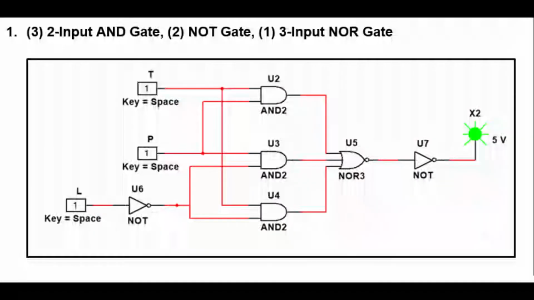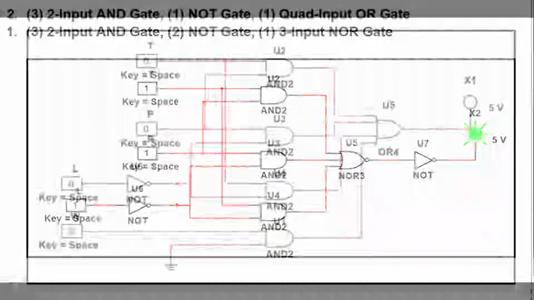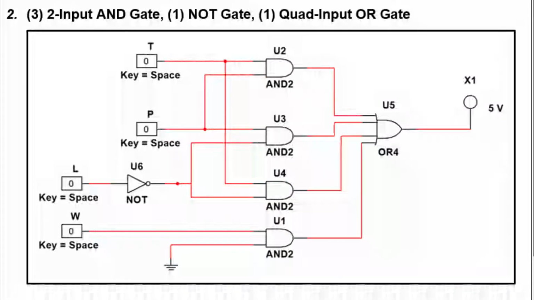For the schematic diagram, we can create 3 circuit designs to satisfy the conditions of the given problem. For the first circuit design, we can use 3 2-input AND gates, 2 NOT gates, and 1 3-input NOR gate. The circuit diagram used the 3 input variables based on the simplified Boolean expression and the minimized expression using K-map based on truth table 2. Second, we can use 3 2-input AND gates, 1 NOT gate, and 1 quad-input OR gate.